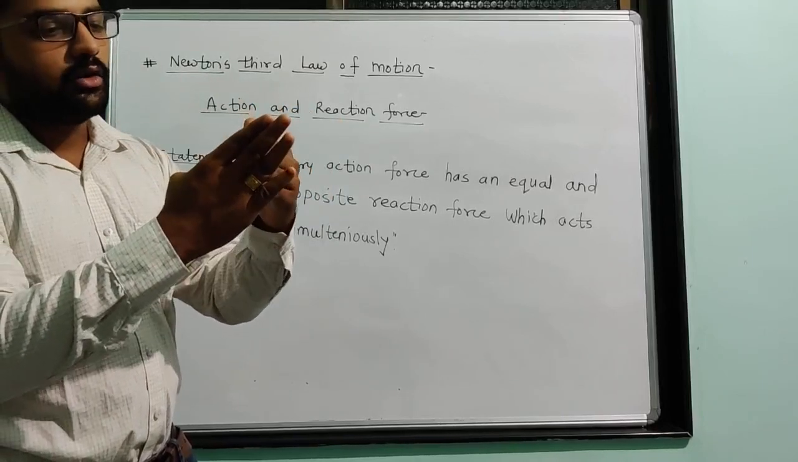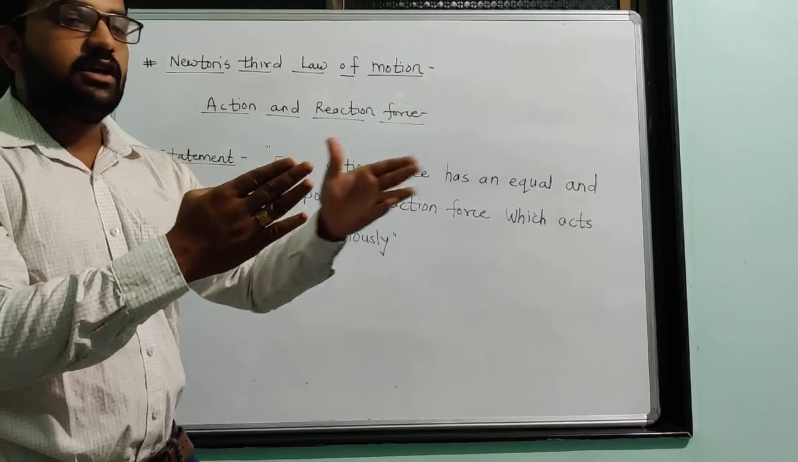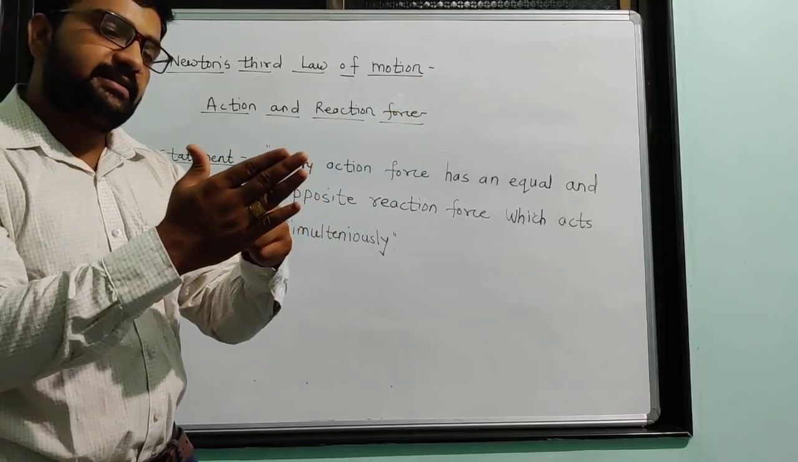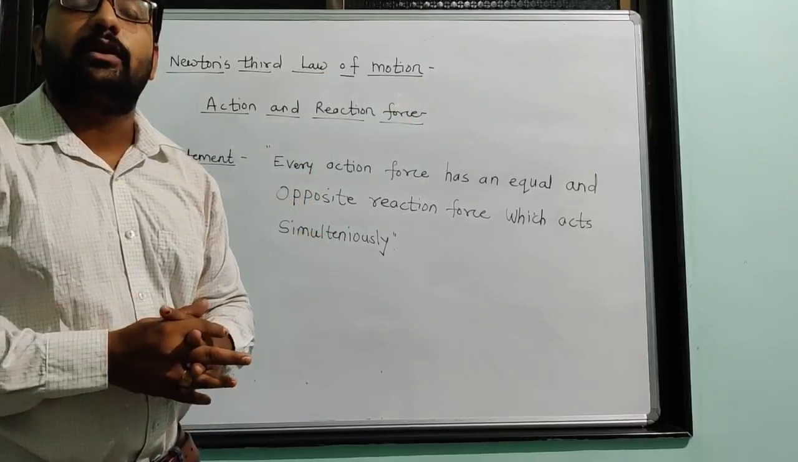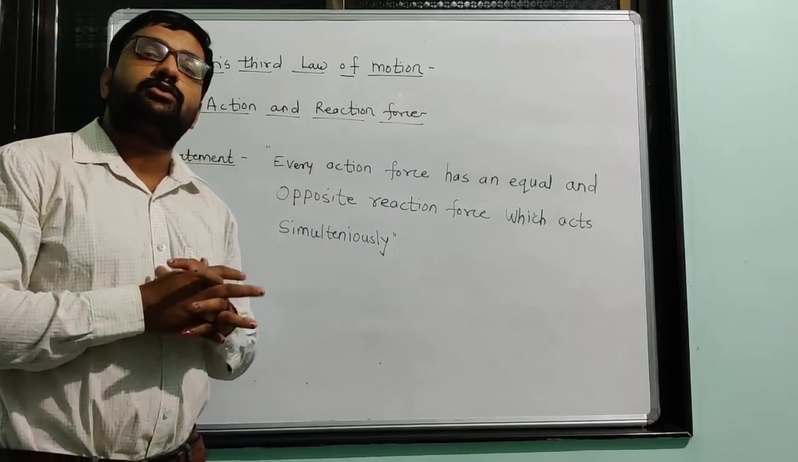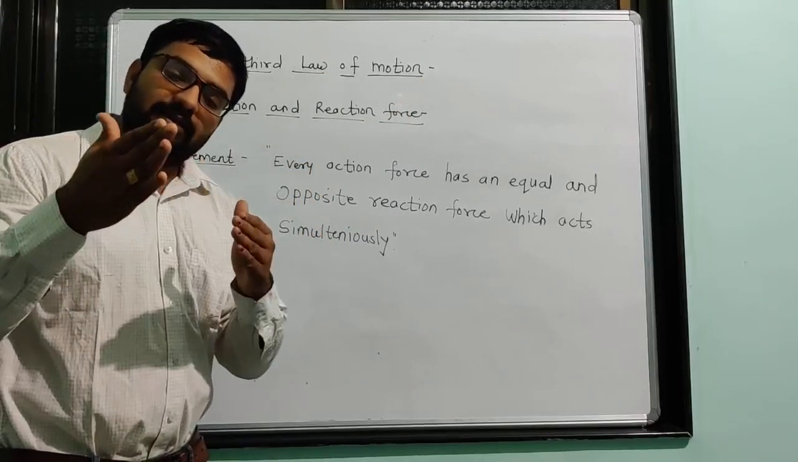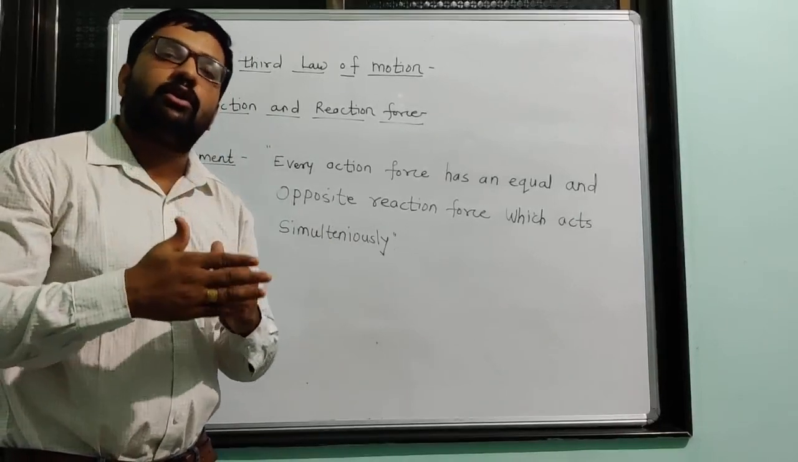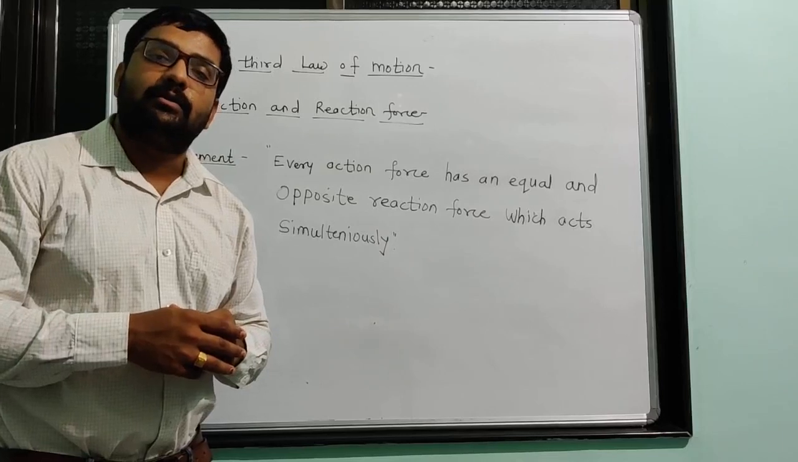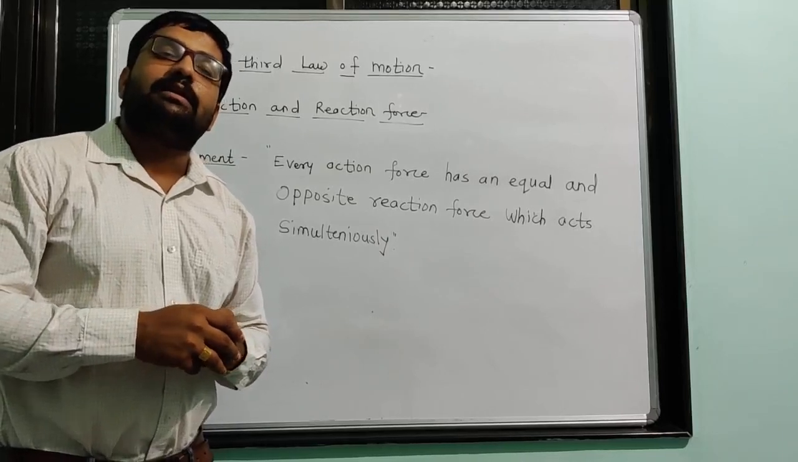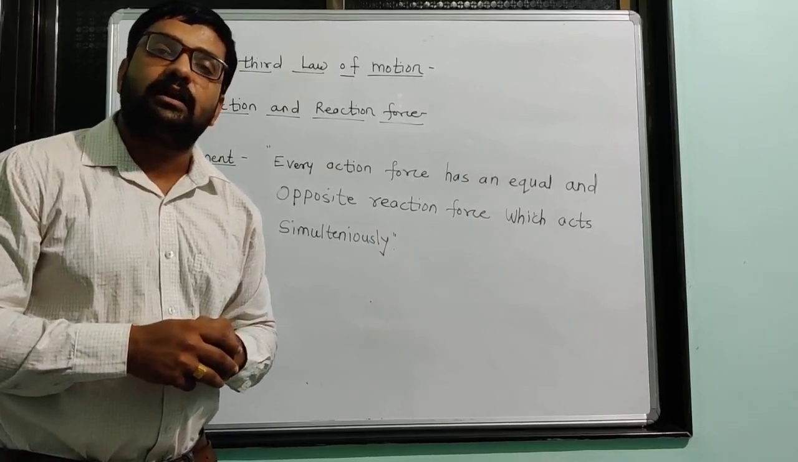Due to what? The ball's direction changes, and due to that change, it also applies an equal and opposite force on the bat. So the bat's motion slows down, or the speed of the bat decreases. That is one example of Newton's third law.